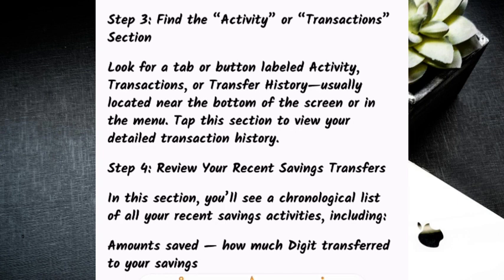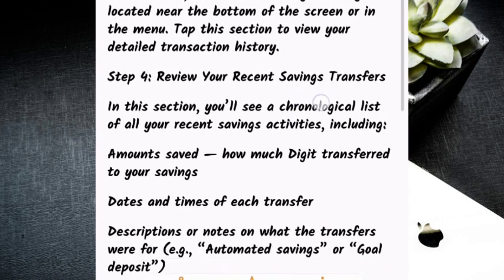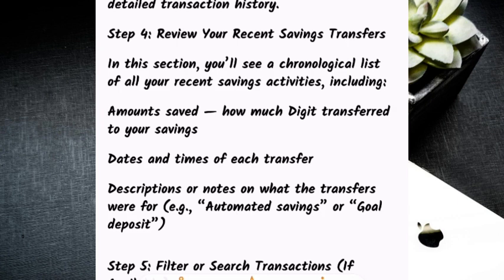Step 4, review your recent savings transfer. Now in this section, you're going to see a chronological list of all your recent savings activities, including amount saved, dates and times of each transfer, descriptions or notes on what the transfers were for.